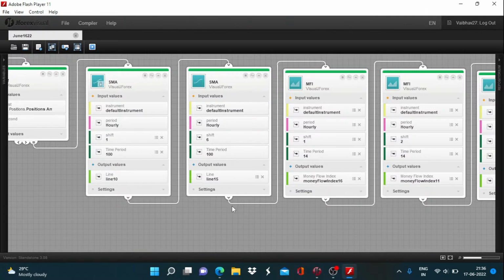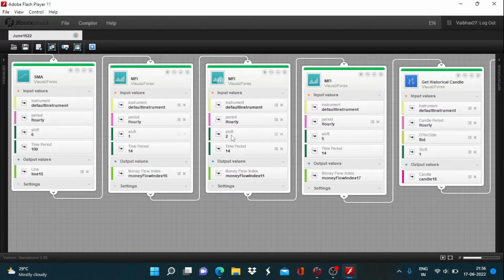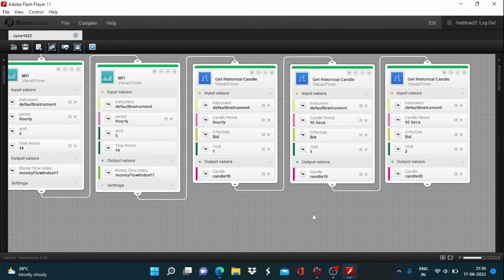And afterwards, these three money flow index indicator blocks have also been put in place with the varying look back period of 1, 2, and 5 respectively. We are also going to take the help of these info candles of get historical candle, first one being hourly and latter two are of 10 seconds each.